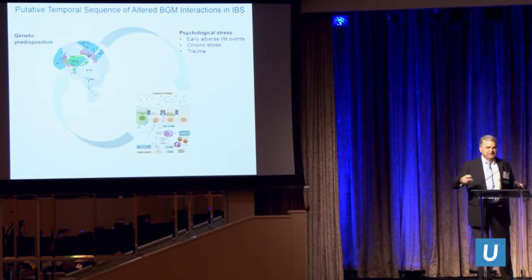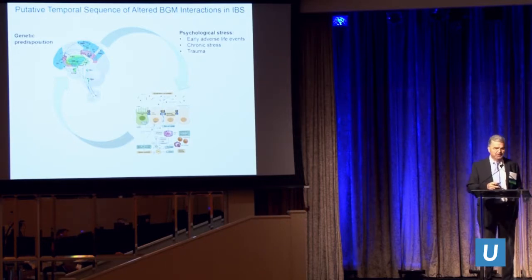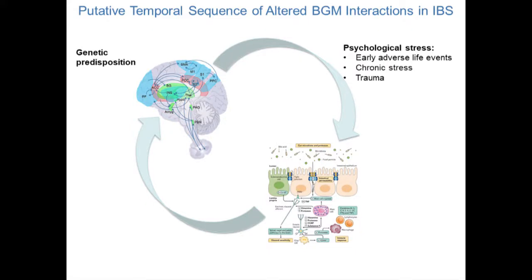So synthesizing the information that we have currently from a series of data, I'd like to propose the following model. Clearly there's genetic predisposition and epigenetic alterations that occur early in life in individuals that are more prone to develop IBS throughout life. Then there are trigger factors, psychological stress, like chronic stress or trauma.